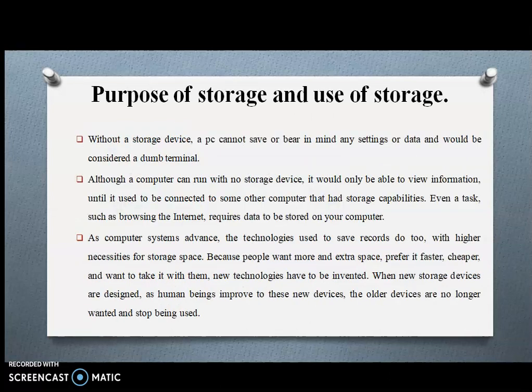Purpose and use of storage. Without a storage device, a PC cannot save or remember any settings or data and would be considered a dumb terminal. Although a computer can run with no storage device, it would only be able to view information until it is connected to some other computer that had storage capabilities. Even a task such as browsing the internet requires data to be stored on your computer.